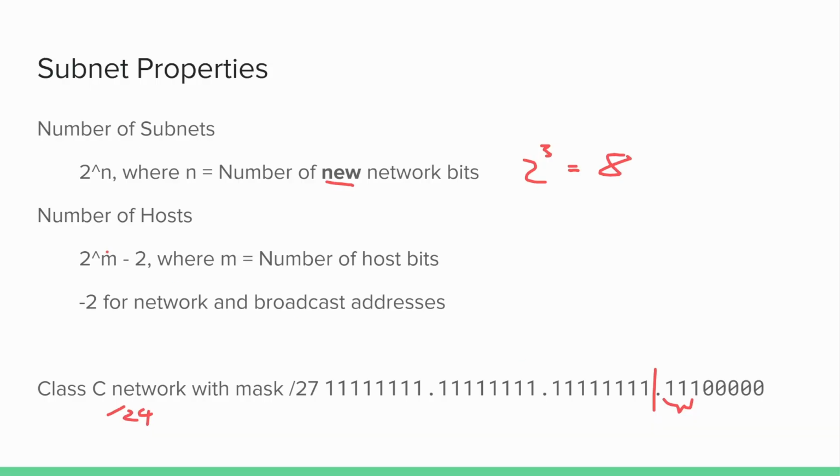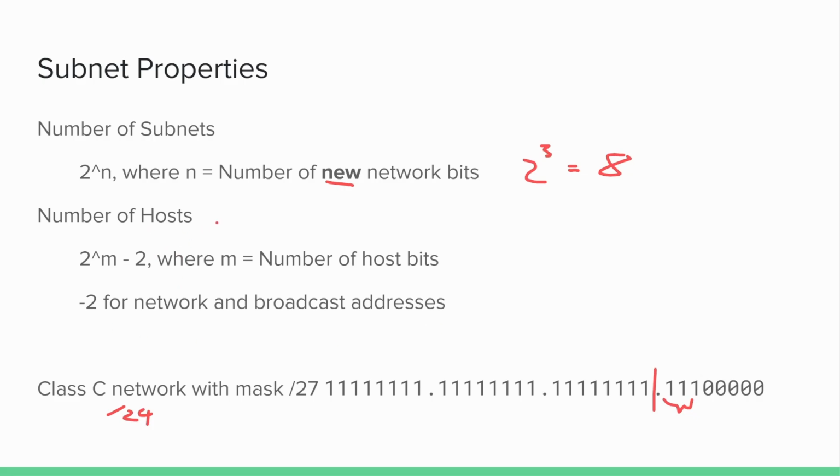Now, the number of hosts. It's going to be very similar, except instead of network bits, new network bits, we're going to be using the number of host bits, or basically the number of zeros here. And we're also going to add this -2. And the reason for that is that we need to subtract the network and broadcast addresses, right? Remember, this is the number of hosts.